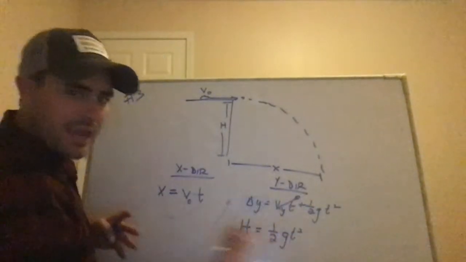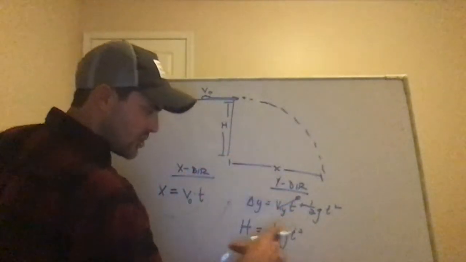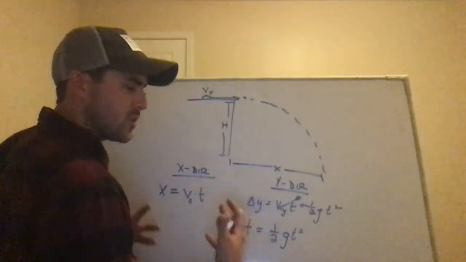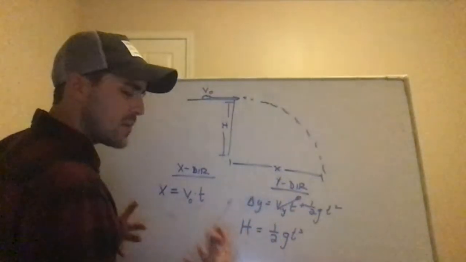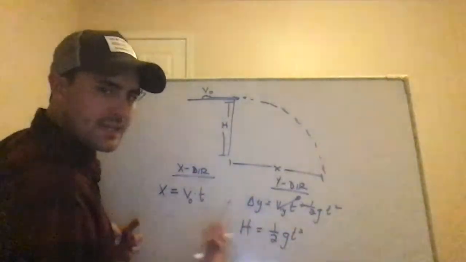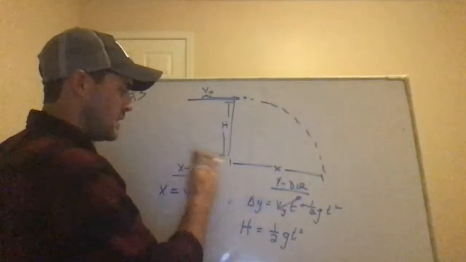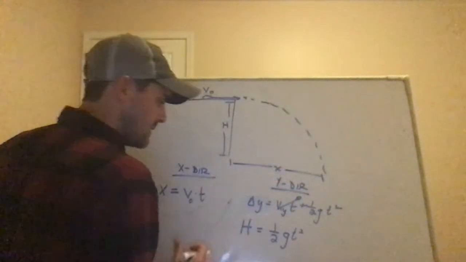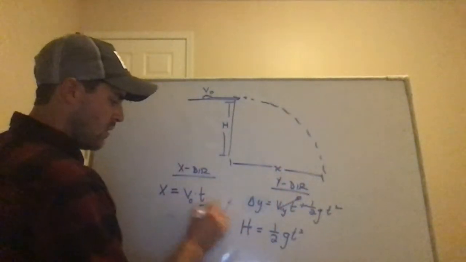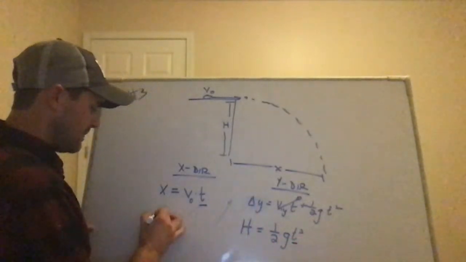Now I need to compare them. I need to find the relationship between x and h. I have two separate equations. In order to get two separate equations into one, I need to find a variable that they have in common. Remember, this type of motion, the x and y direction, are simultaneous but independent, which means these two variables are the same. Let's isolate them.